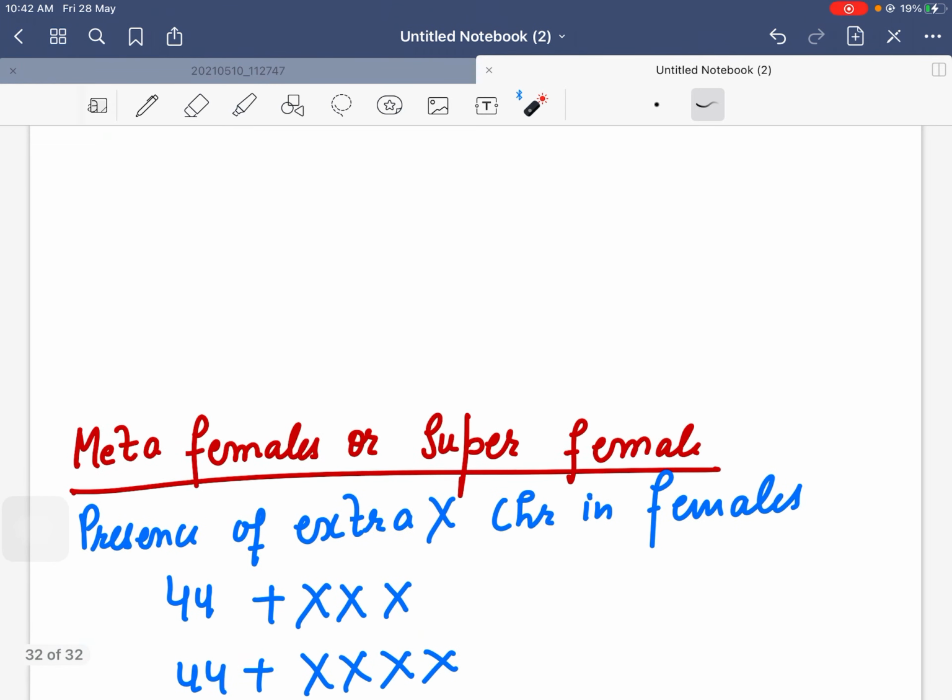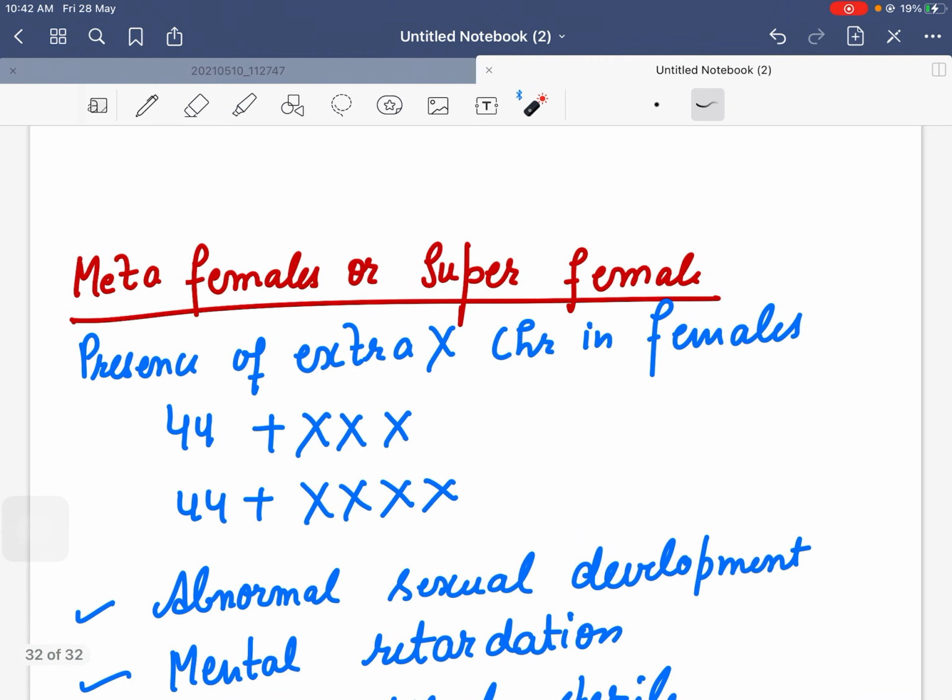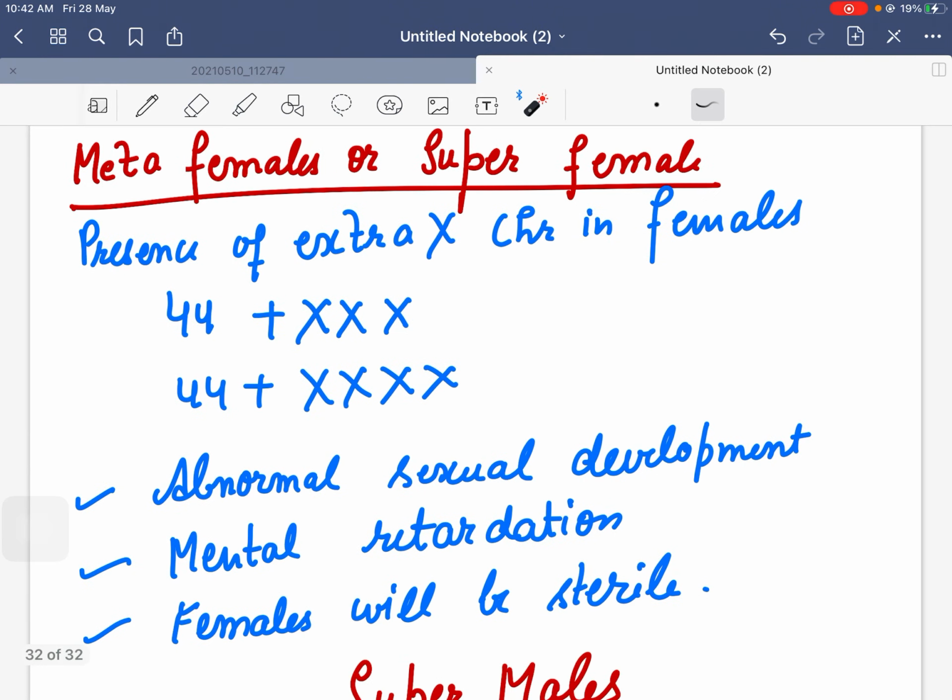Now another example we can take here is metafemales or superfemales. Now look at the words. Metafemales and superfemales. When can someone become a superfemale? When there is an additional extra X chromosome. So this is the condition in which there is an extra X chromosome in females. So this leads to definitely abnormal sexual development. It won't happen that too many extra feminine characters will develop. No, no children, always remember, our genetic makeup cannot tolerate addition or loss of extras, right? It does not tolerate. So abnormal sexual development, mental retardation, and the female will be sterile.